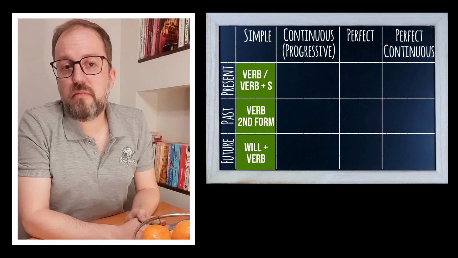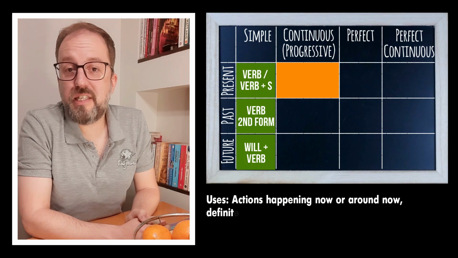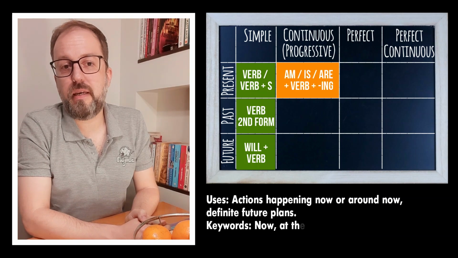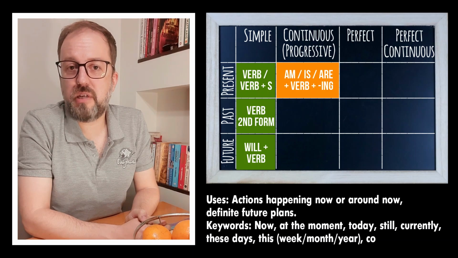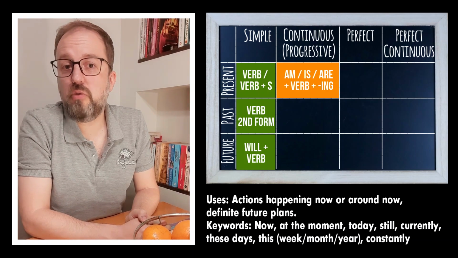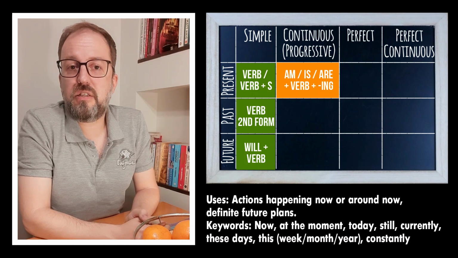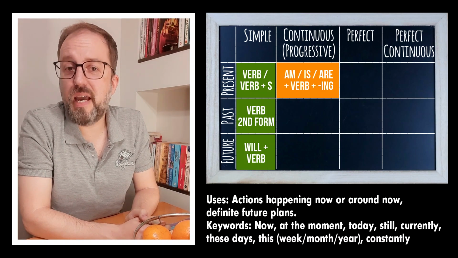Present continuous is more often used for actions happening now or around now. For this tense you need a form of the verb be, so am, is or are, and verb plus ing. For example, I'm making a video, or what are you doing? You can use this tense to describe something you're in the middle of, but not necessarily doing right now.